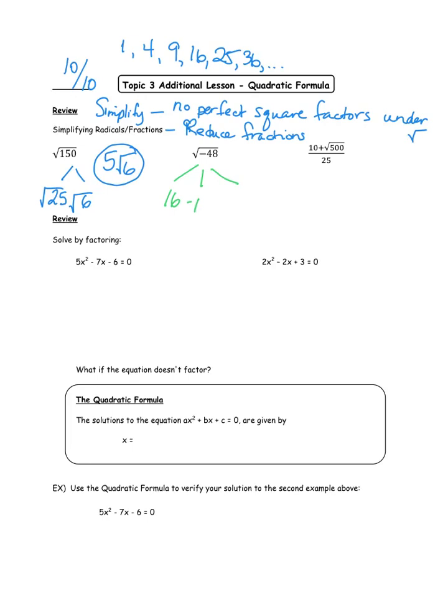And then what's left over is going to be the 3. 16 times negative 1 times 3 results in 48. And each of these has a radical on them, because the 48 has a radical on it. So now I'm going to reduce each of those parts as much as I can.